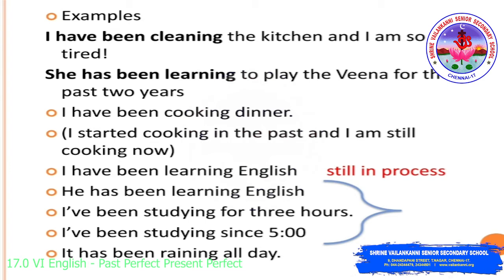Now the pronunciation changes here. Here you cannot say it as I have been, because it's just a short form. So you have to read it accordingly. I've been studying for 3 hours. I've been studying since 5. It has been raining all day, which is still in process.